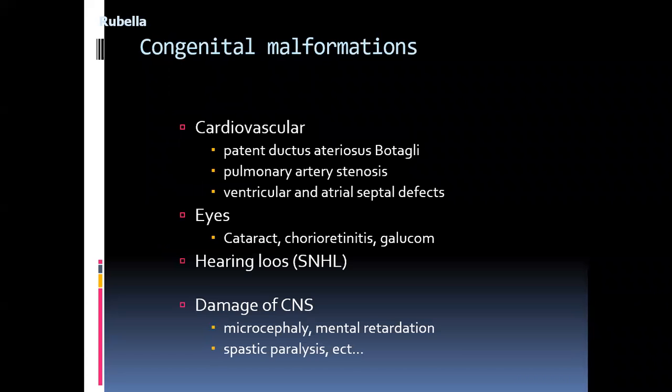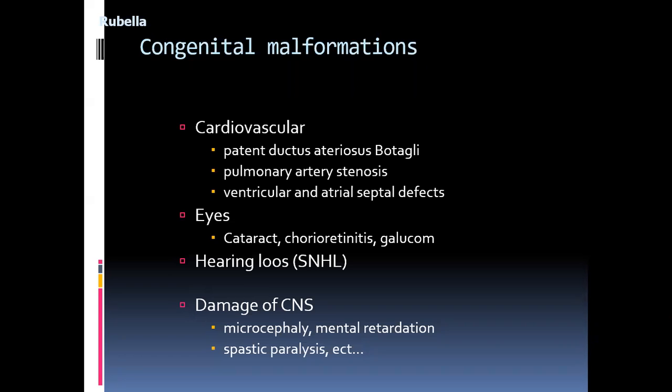After the congenital malformation, they can be caused by rubella virus infection. There are cardiovascular abnormalities, involving the heart. They produce patent ductus arteriosus, pulmonary artery stenosis, and ventricular and atrial septal defects. In the eyes, most probably they have cataract, choroiditis, and glaucoma.